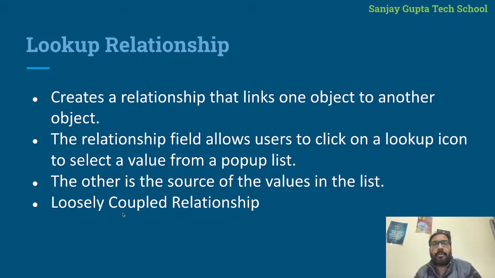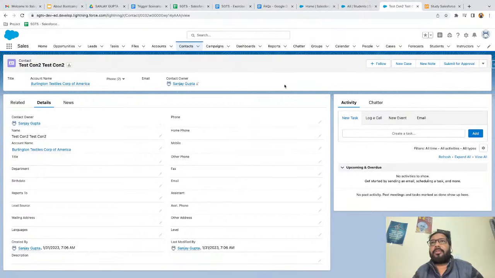And this lookup relationship is loosely coupled relationship. It means if you delete your parent record or your like one record which is on one side, so your many side records won't be deleted automatically. So that's why it is loosely coupled relationship, right? Now, if you want to see like the field which is already there, it is lookup or master detail. So how we can do that?